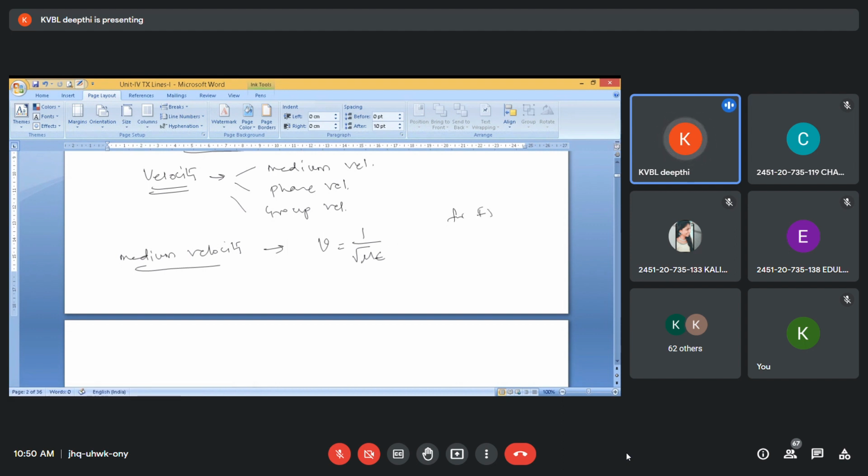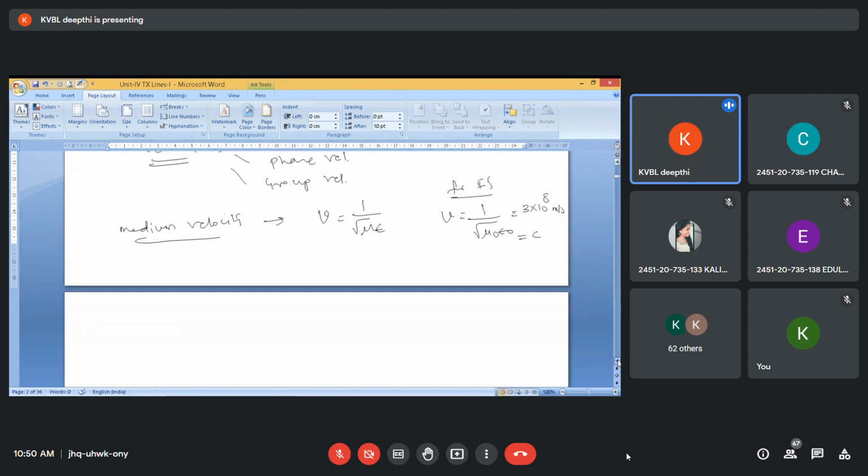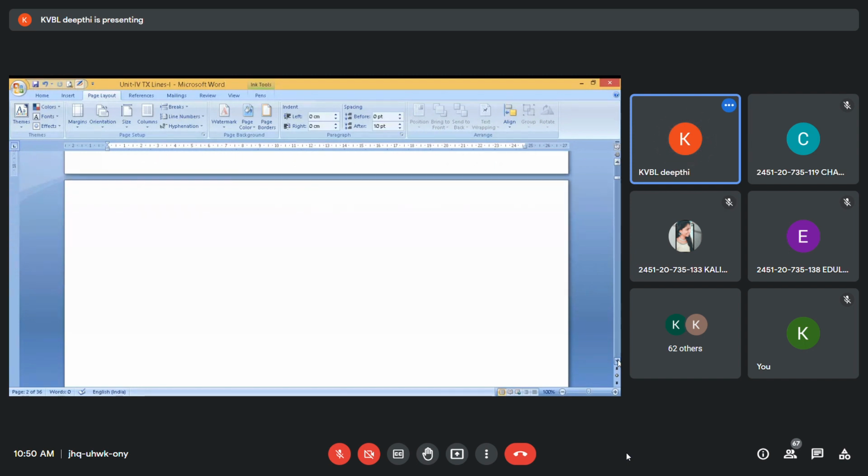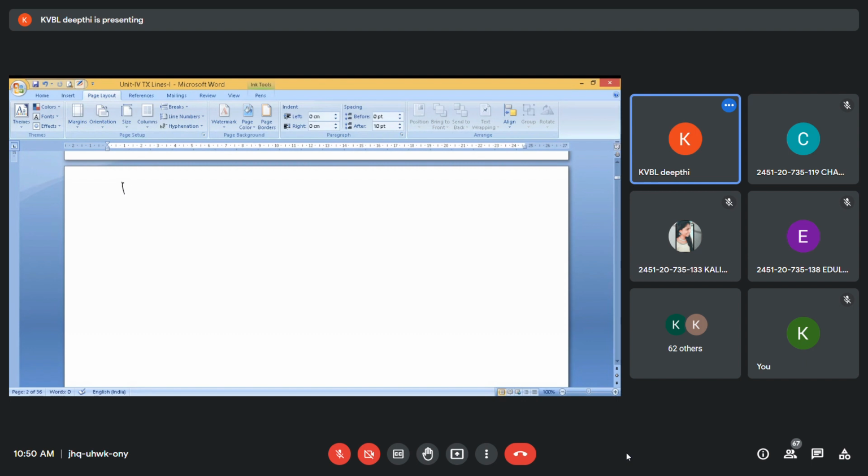For free space, what is the equation we will be getting? v is equal to 1 by root of mu naught epsilon naught. If we multiply mu naught epsilon naught, what do we get? 3 into 10 power 8 meters per second, which is equal to the velocity of light. Right? So for free space, we will be getting this type of equation. Now, this is the equation for the medium velocity. Same like that, we will now talk about the next one, which is called the phase velocity, represented as v suffix p.